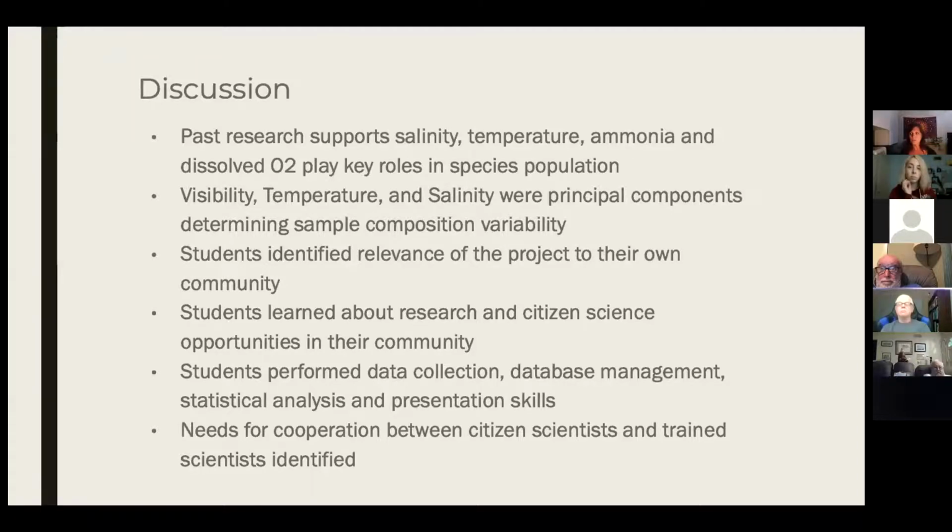They looked at it and they said, well, yeah, we don't know what's going on in the ocean. It's probably important that we figure it out. And they learned about how to accomplish research. They learned about the opportunities in their environment. They collected data. They did an okay job of managing the database. As you can see, there's plenty of places for errors there.